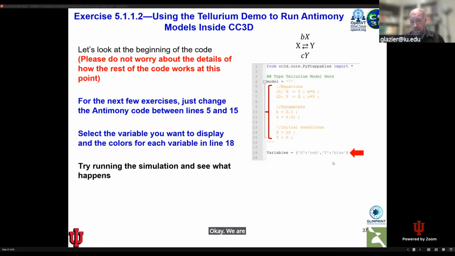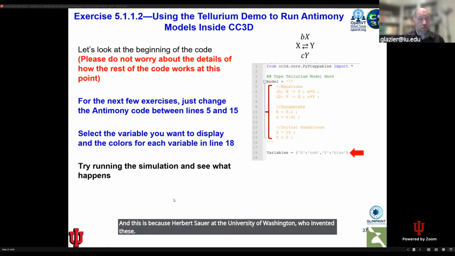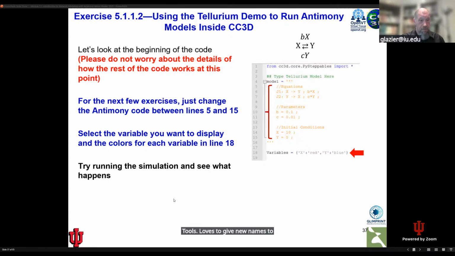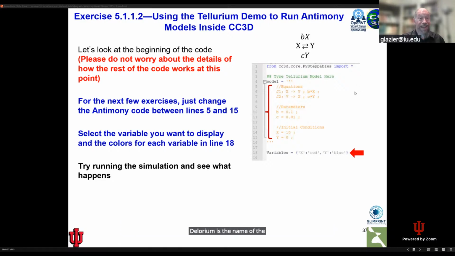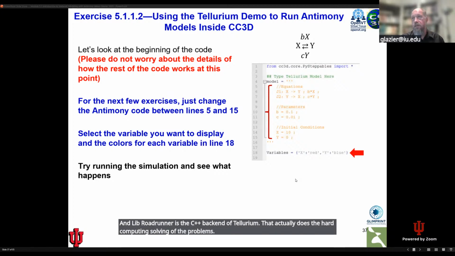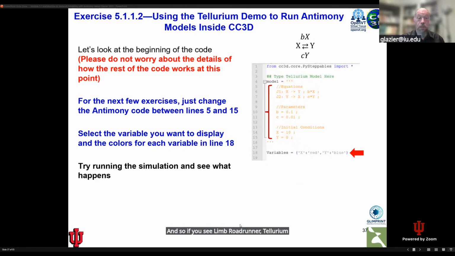We are going to now do, in the next 20 minutes or so, a lightning introduction to Antimony. And you'll see the names Tellurium and Antimony. This is because Herbert Sauro at the University of Washington, who invented these tools, loves to give new names to everything. Antimony is the name of the model specification language. Tellurium is the name of the Python library that executes that language. And libRoadrunner is the C++ backend of Tellurium that actually does the hard computing, solving of the problems. And so if you see libRoadrunner, Tellurium, and Antimony, from your point of view, they are the same thing.